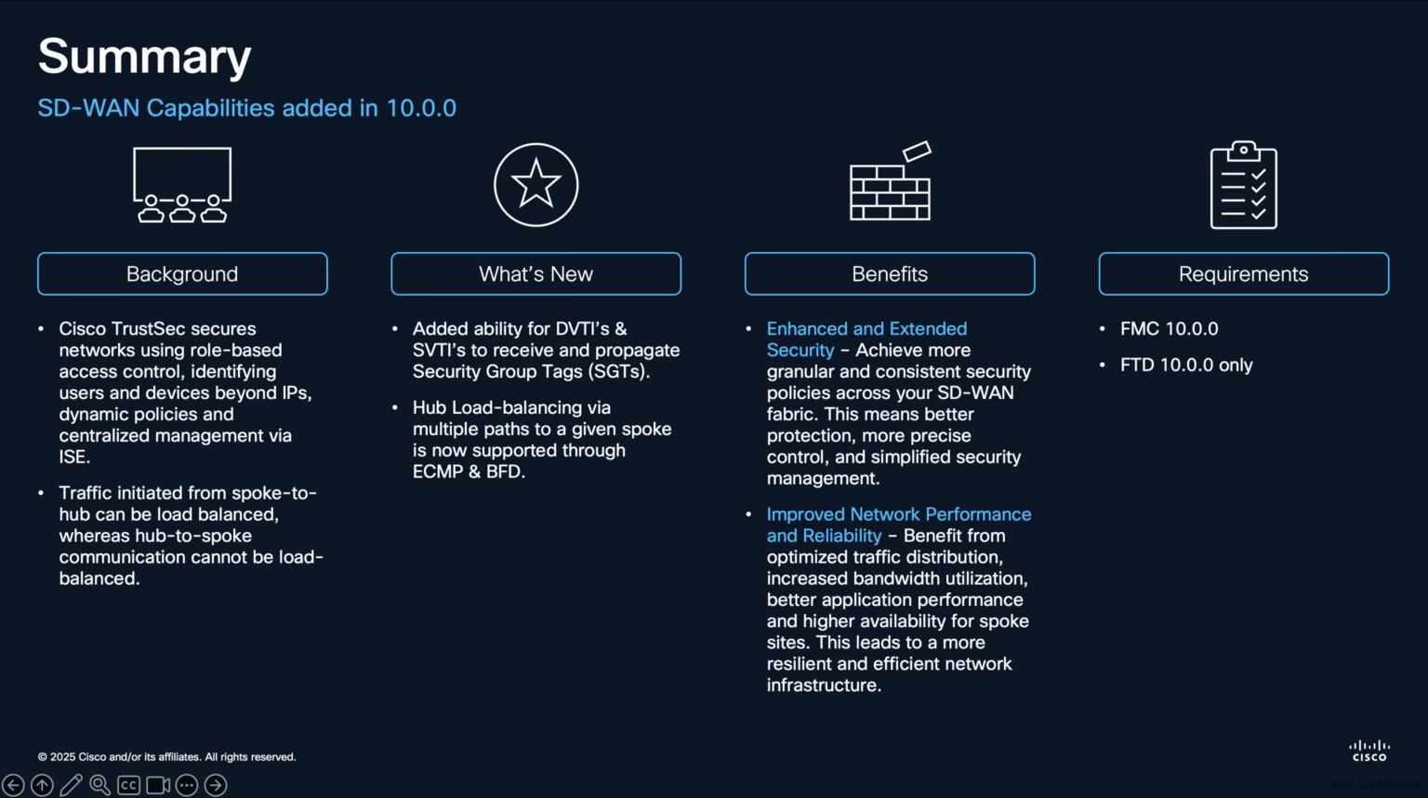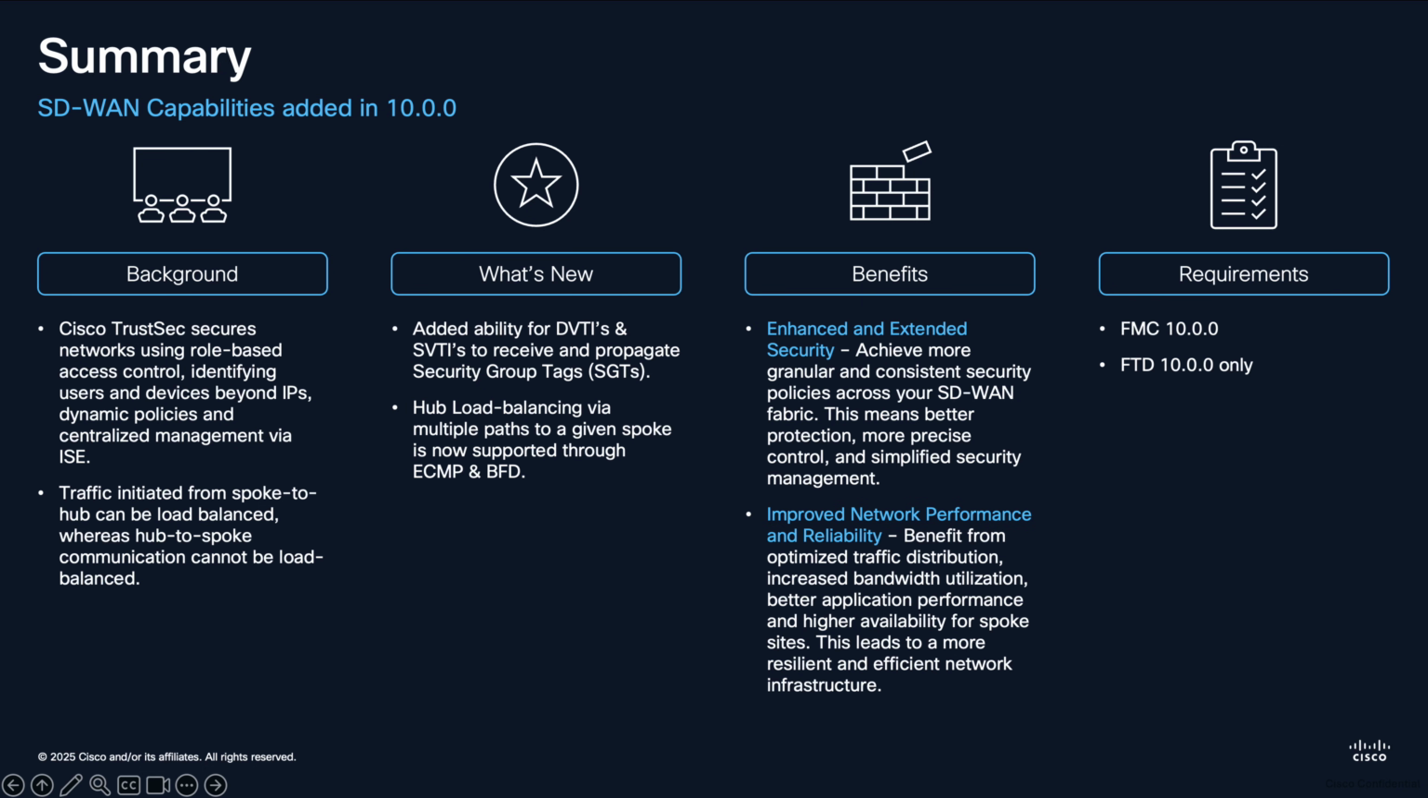Hub load balancing via multiple paths to a given spoke is now fully supported through the addition of ECMP and BFD. These new features deliver substantial benefits. Firstly, you'll experience enhanced and extended security. By enabling SGT propagation across your SD-WAN fabric, you can achieve more granular and consistent security policies. This translates directly into better protection, more precise control over your network traffic, and a significantly simplified security management experience.